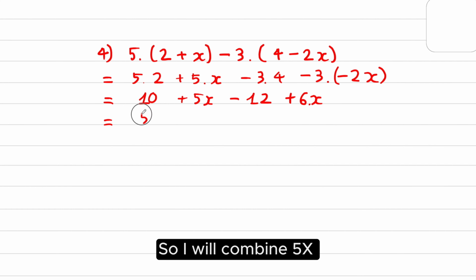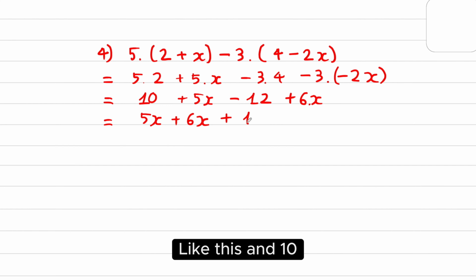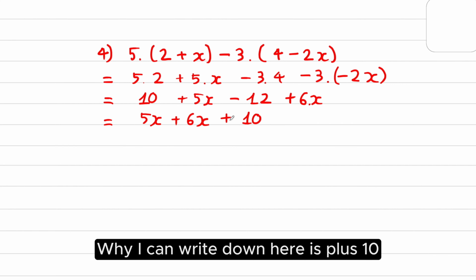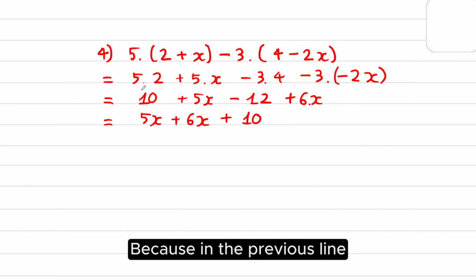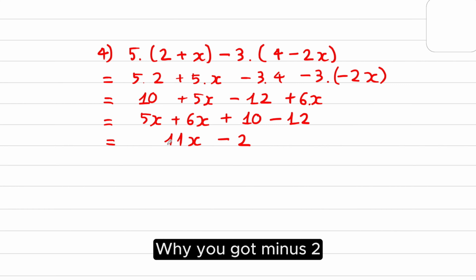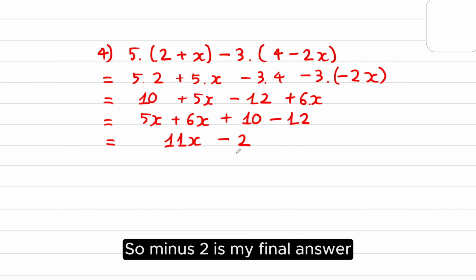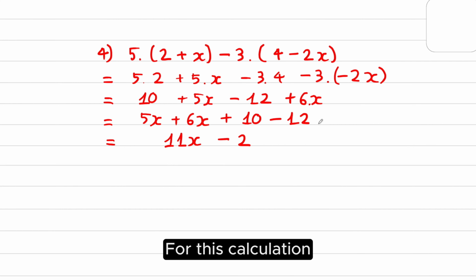So I will combine 5x together with 6x like this, and 10. Why can I write plus 10 here? Because in the previous slide I have 10 here. No sign in front of 10 means that is a positive number. That's why I put plus 10. And how about 12? That is minus 12 because in front of 12 I have a negative sign. Okay, so this is 11x and this is minus 2. Why do you get minus 2? Because you got 10 minus 12 here. So minus 2 is my final answer for this calculation.